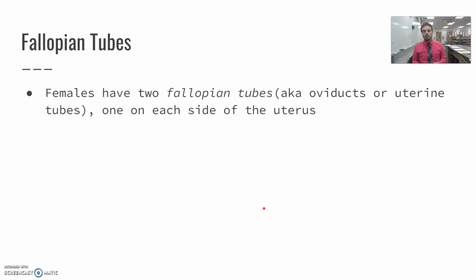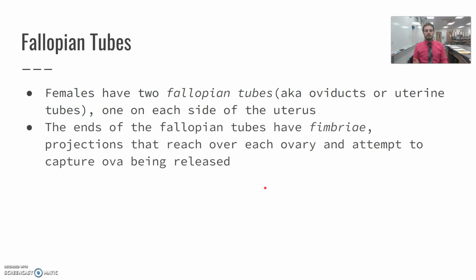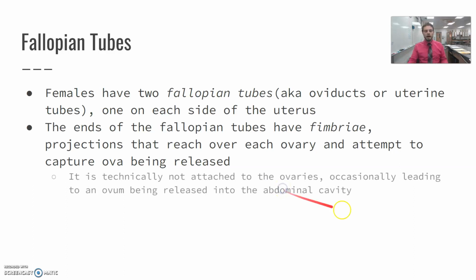So there are 2 fallopian tubes, one on either side of the uterus. You'll also see these called the oviducts or uterine tubes. And on the ends of these fallopian tubes, the distal ends, there are fimbriae. Basically, these kind of finger-like projections are reaching over the ovaries, attempting to capture any ova that are being released at ovulation. Technically, the fallopian tubes are not attached to the ovaries, and so that does provide the possibility that an ovum gets released into the abdominal cavity, which can cause other issues. If that ovum is fertilized, it's called an ectopic pregnancy, but we'll cover that later.